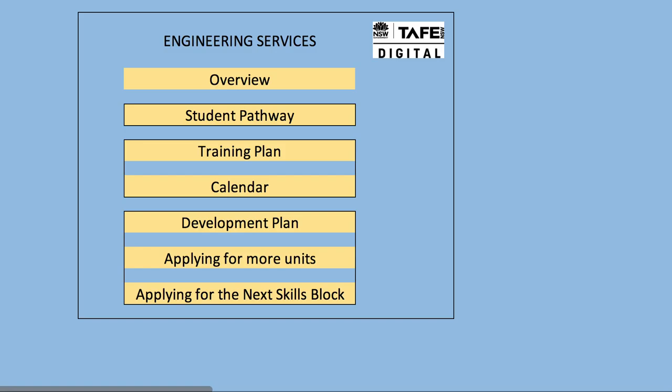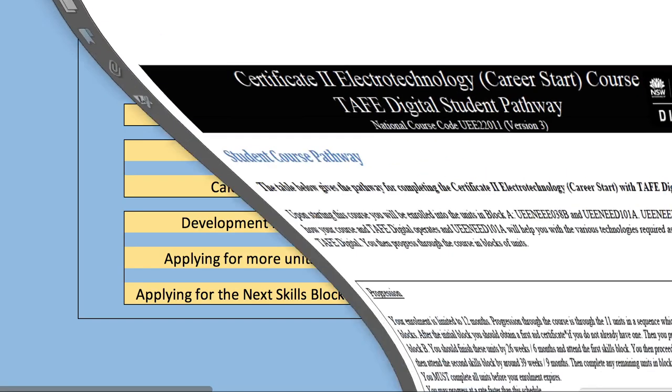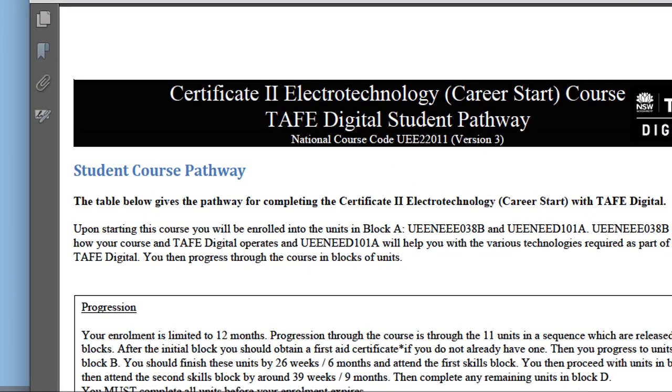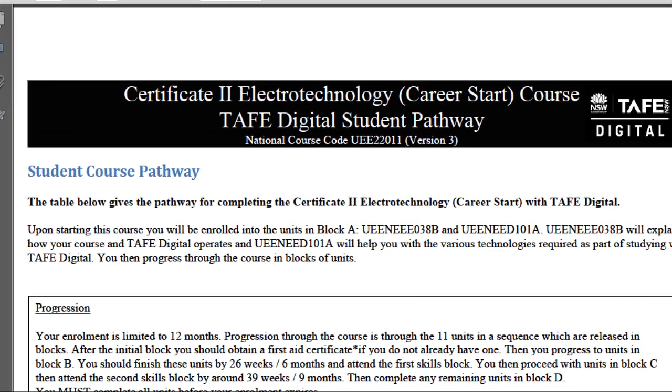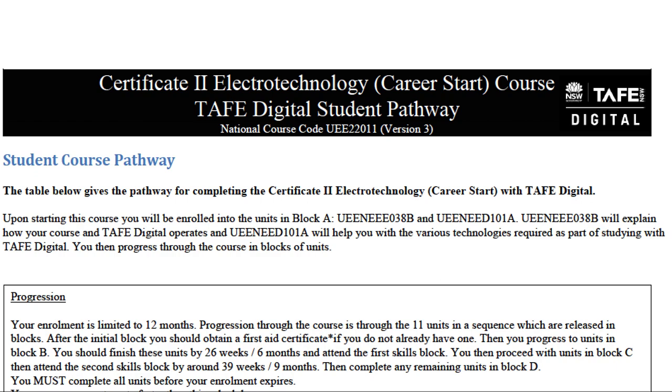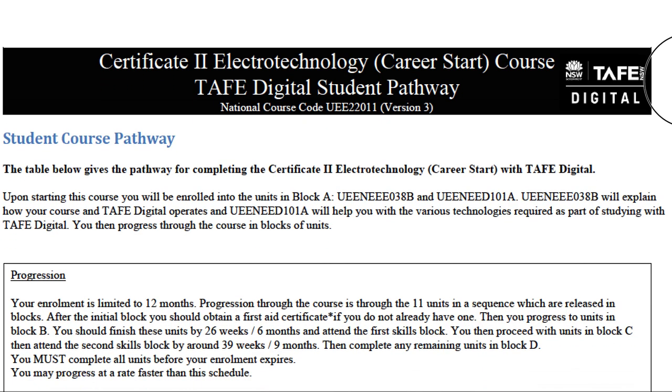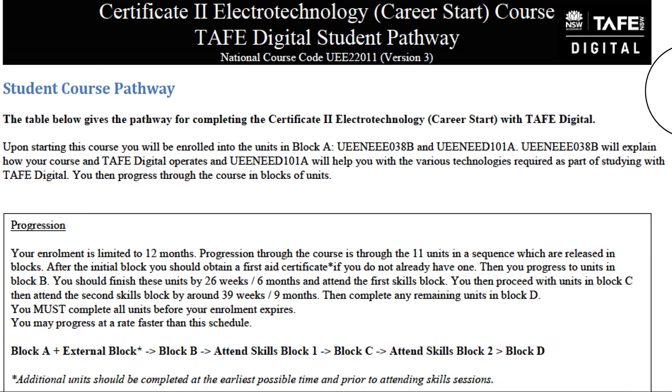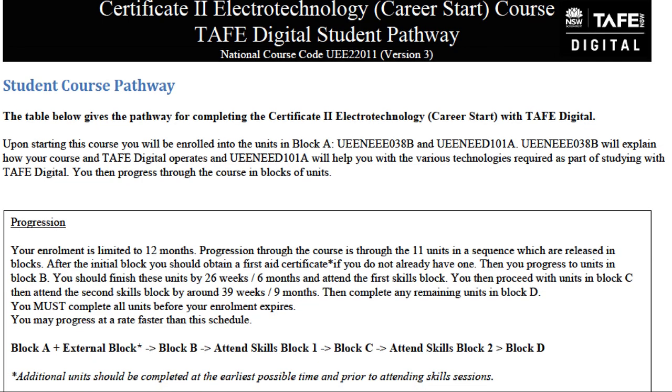go through the course. One of the first things you'll notice when you get into the course is that there is this document called the Student Pathway. The one we're looking at now is for the Career Start course. It has at the top Certificate 2, Electric Technology Career Start. It has the course code UEE22011. It's version 3. And it tells you that the units in the course are given in a sequence.